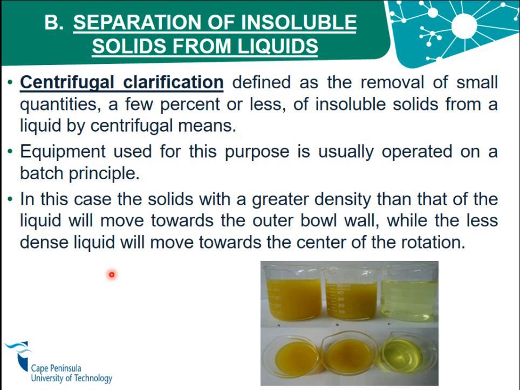If you look at the picture below, you can see that we start with a juice that is more cloudy, almost like an orange juice in this case, and it contains these smaller things we call cells. If you subject that to a centrifuge, you are then able at the end of the day to get a clear orange juice, which is almost like water or apple juice. In this case, the solids with a greater density than that of the liquid will move towards the outer wall, while the less dense liquid moves towards the center. Right. So in this case, you can then clarify your product or your orange juice.